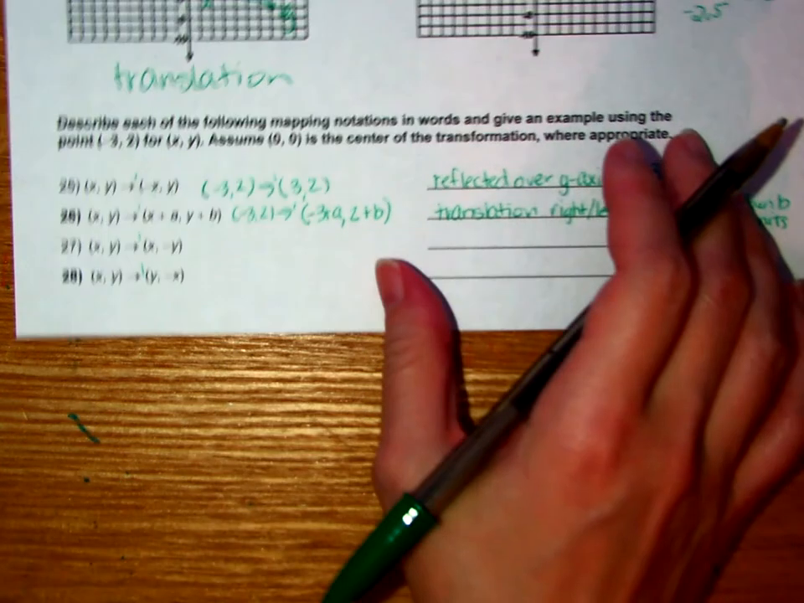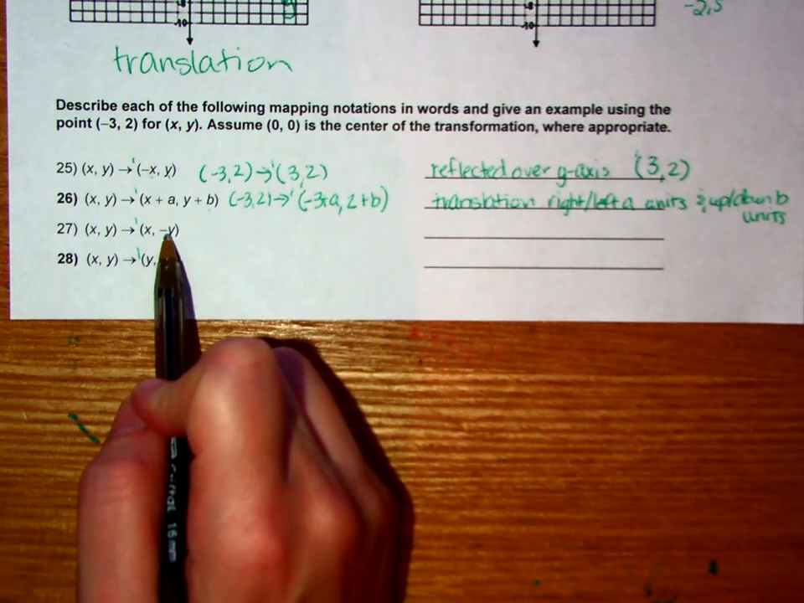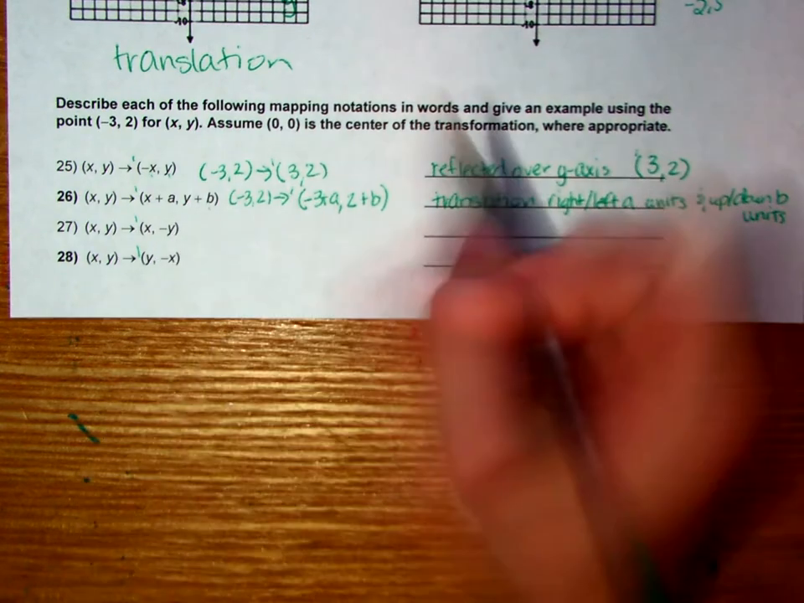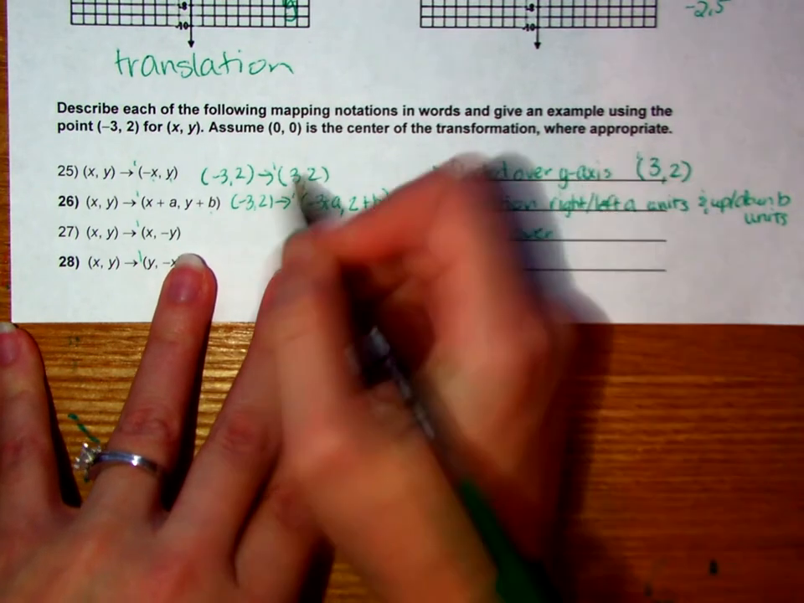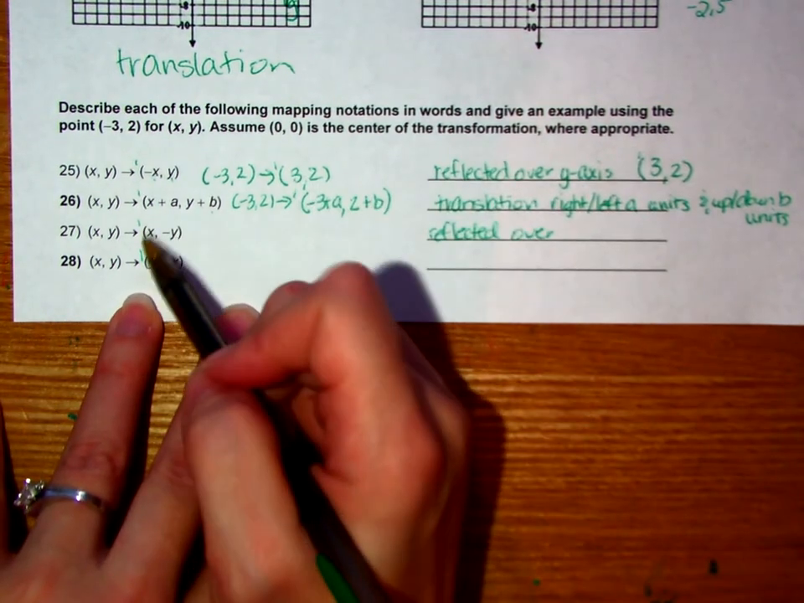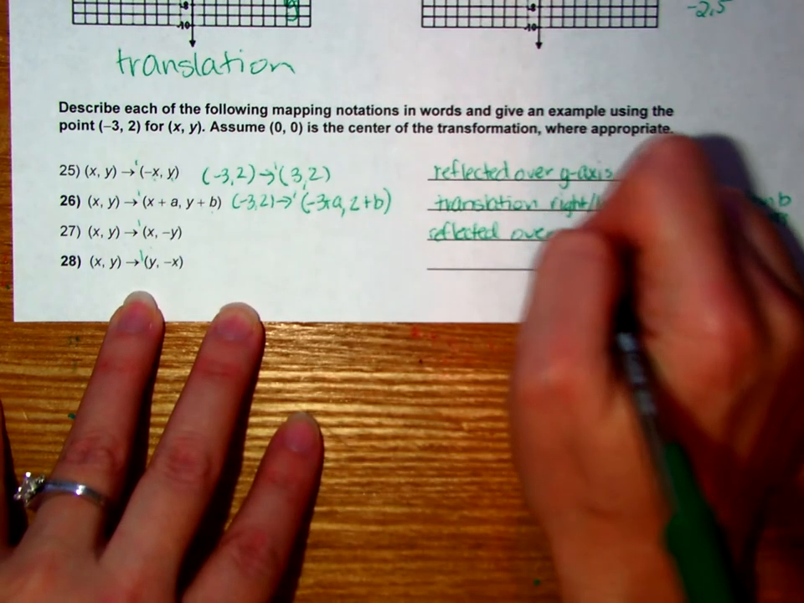On number 27, what I see again is x and y in the same position, but one of them went opposite, but this time it's the other one. So I know I've got myself a reflection. So this reflected over, let's see what it is. Reflect over the x-axis, x stays the same. So that means that this is over the x-axis.